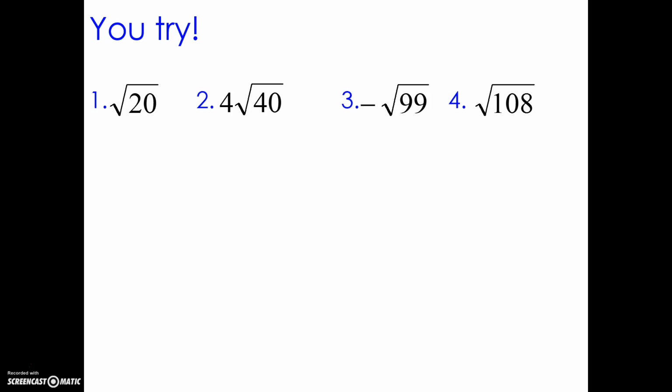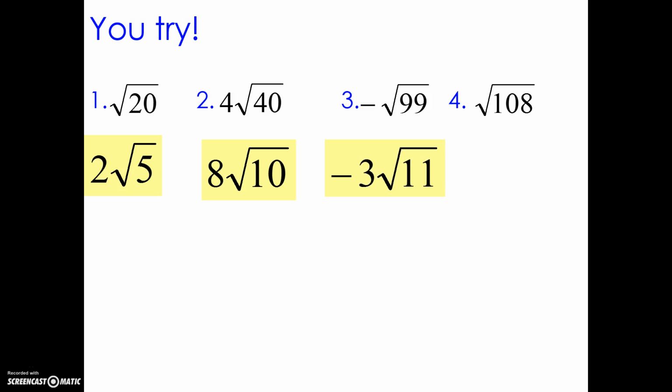Try these 4 on your own, and then check your answers. Okay, number 1, you should have gotten 2 radical 5. Number 2, you should have got 8 radical 10. Number 3, you should have got -3 radical 11. And number 4, should have got 6 radical 3. If you don't understand one of those, make sure you ask me or one of your classmates for assistance, and to make sure your questions get addressed.